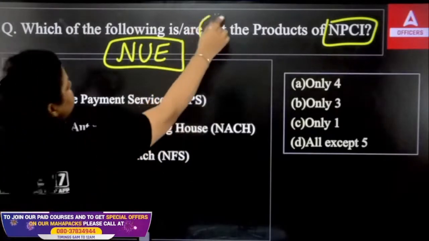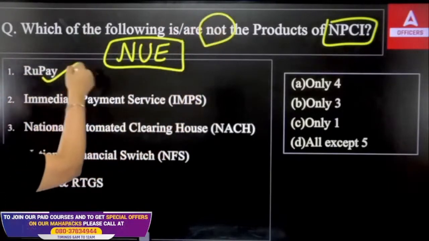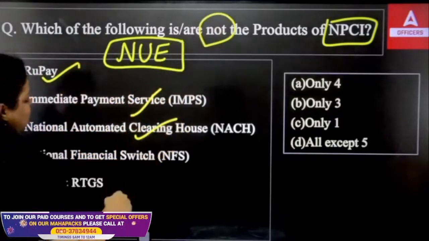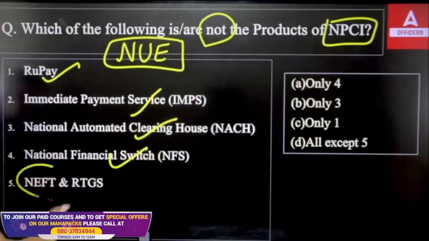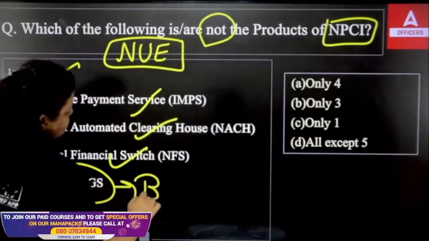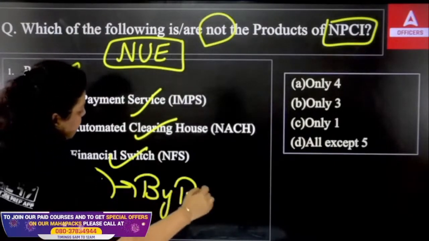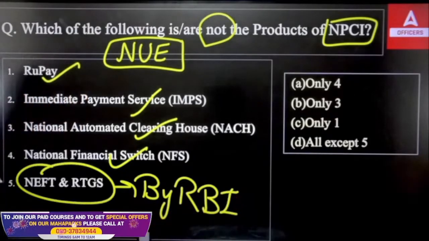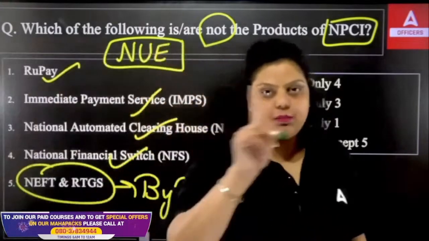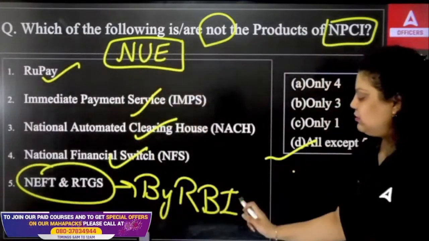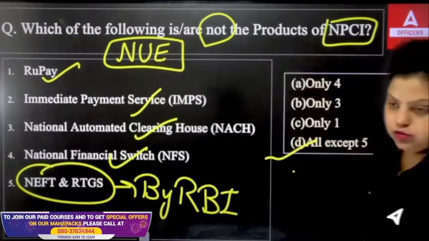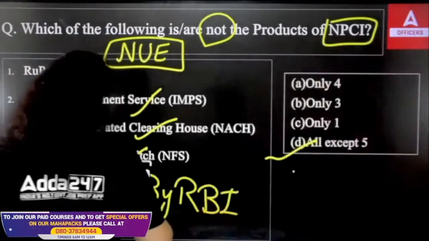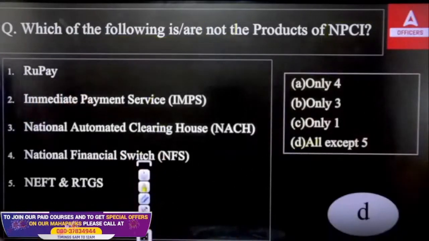Now, which of the following is not a product of NPCI? RuPay is a product, IMPS is a product, NACH is a product, NFS is a product, but not NEFT, RTGS. They are managed by RBI, and they both have become 24/7 also. So all are the products of NPCI except the fifth. So this is not a product of NPCI, all the others are. So the right answer will be D option. Okay, next.